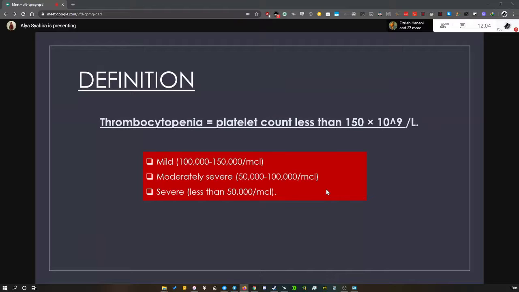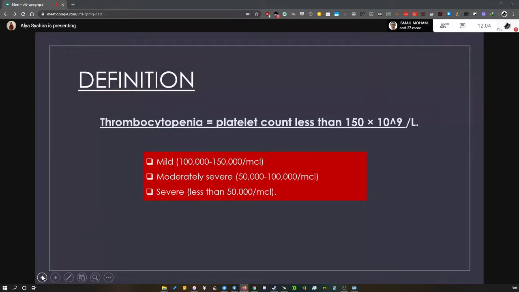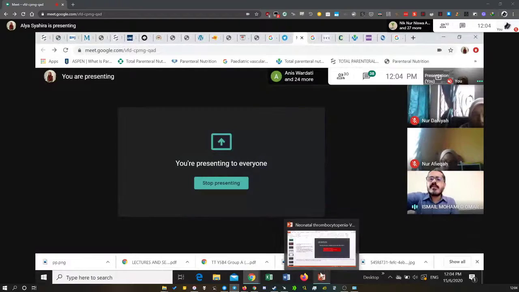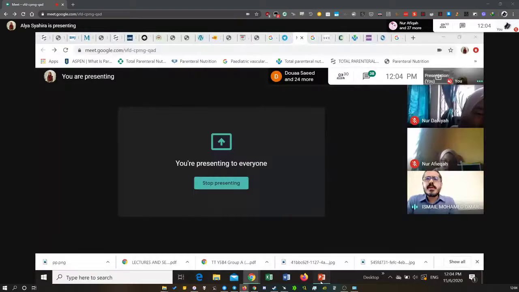One minute, Shahira. Because I cannot see the slides here, I'm seeing them on my laptop. What I see is mild 50 to 150, moderate 20 to 50, and severe less than 20. I see the definition on the first slide. So you said mild thrombocytopenia, platelet 50 to 150, moderate thrombocytopenia, platelet 20 to 50, severe thrombocytopenia, platelet less than 20.